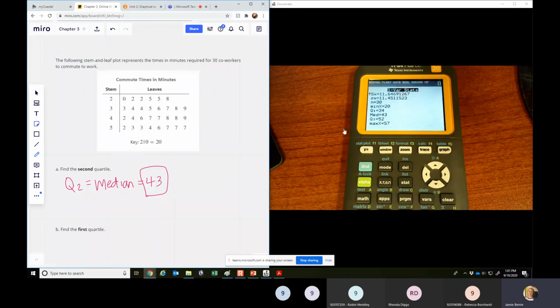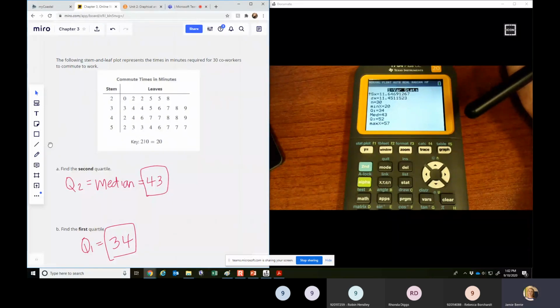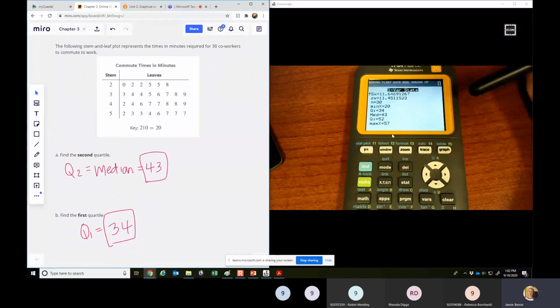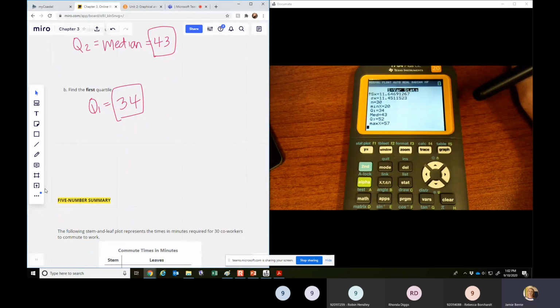Okay. And then part B says find the first quartile. And look, there it is, Q1. Q1 is the first quartile and it's 34. Doesn't that make that so much easier? 34. All right. Anybody have any questions about finding the quartiles? So you can see there's the third quartile, 75th percentile is 52. There's the second quartile and the first quartile. So this one variable stats tells you a ton of useful information.